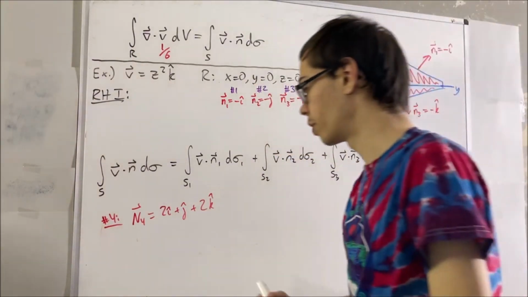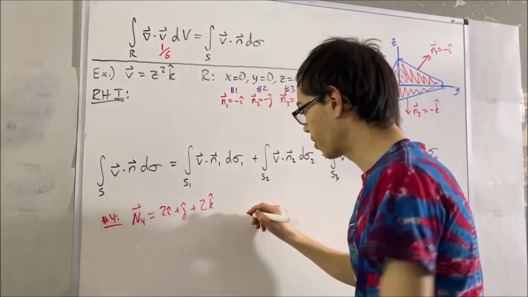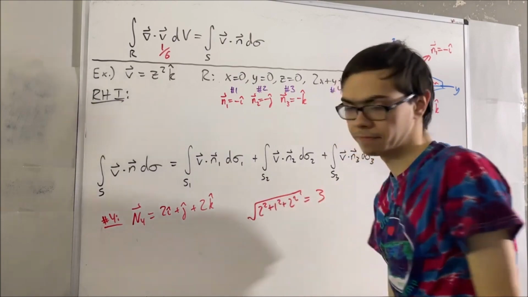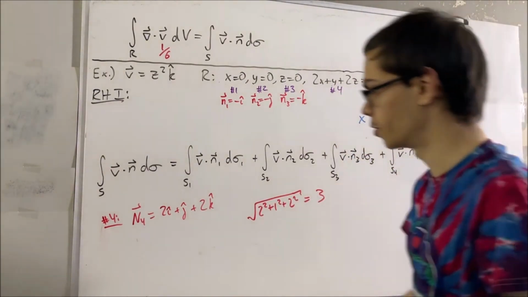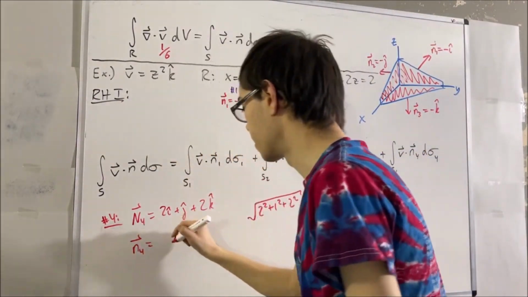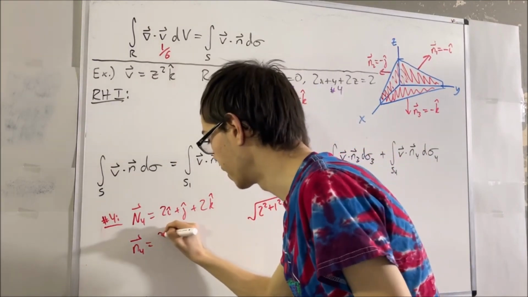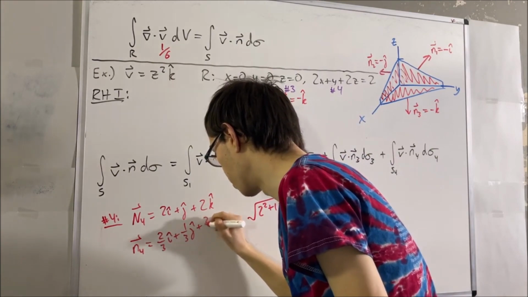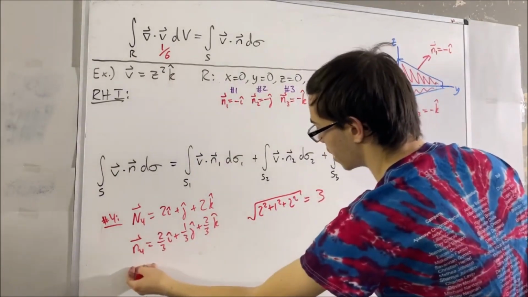So really, to convert it to a unit vector, if you calculate the magnitude of this vector, it would be equal to 3. So if we divide this entire thing by 3, you would get 2/3 i plus 1/3 j plus 2/3 k. So that is what n4 would be.